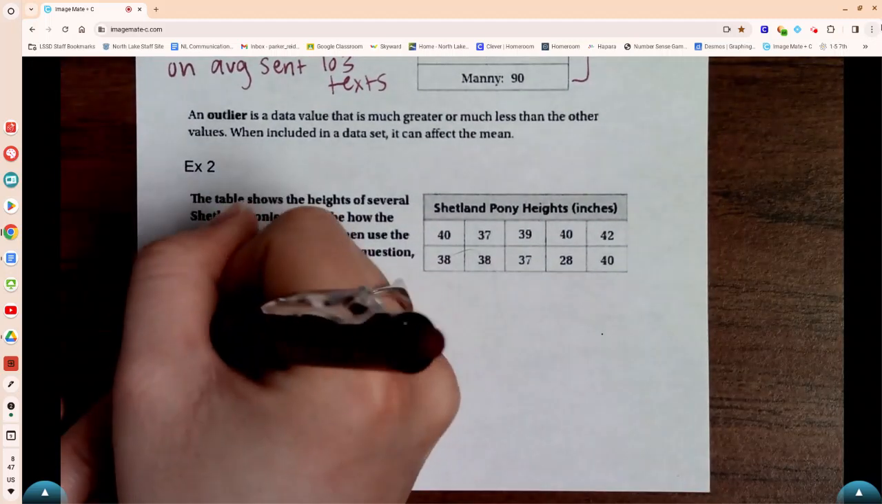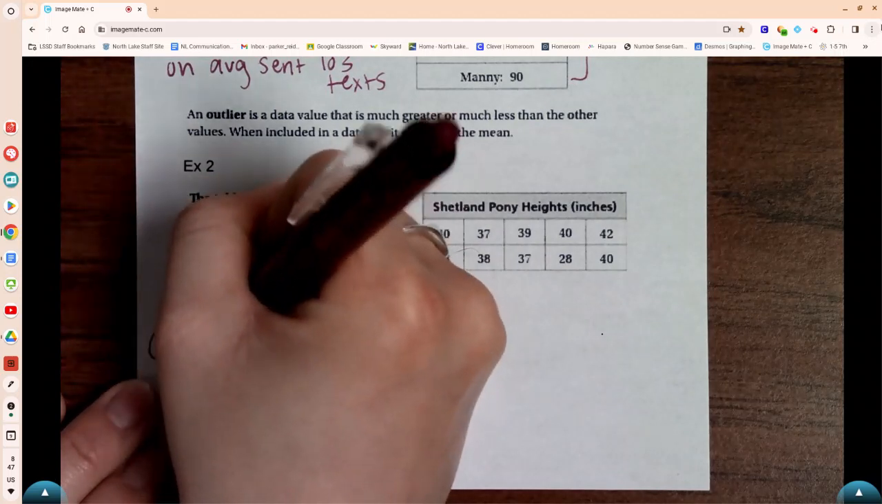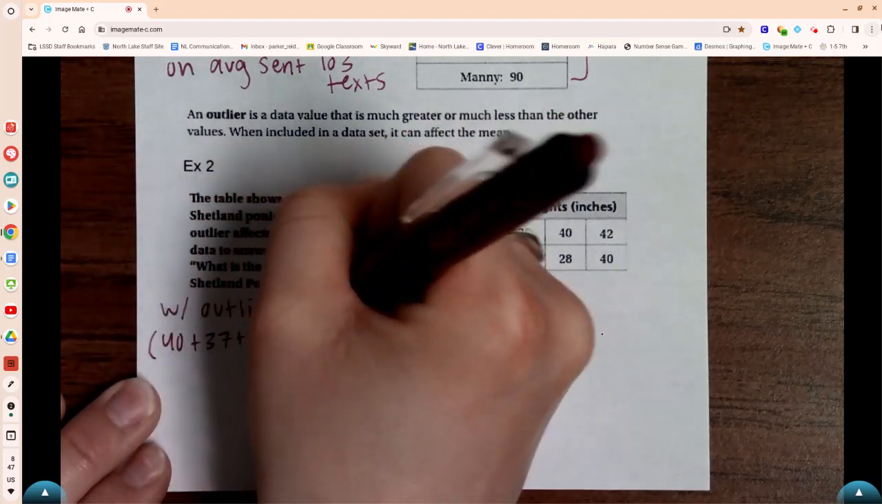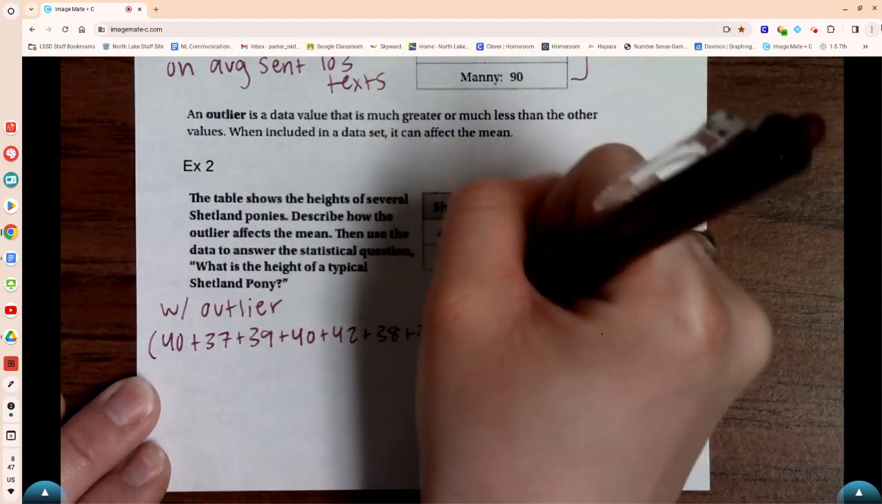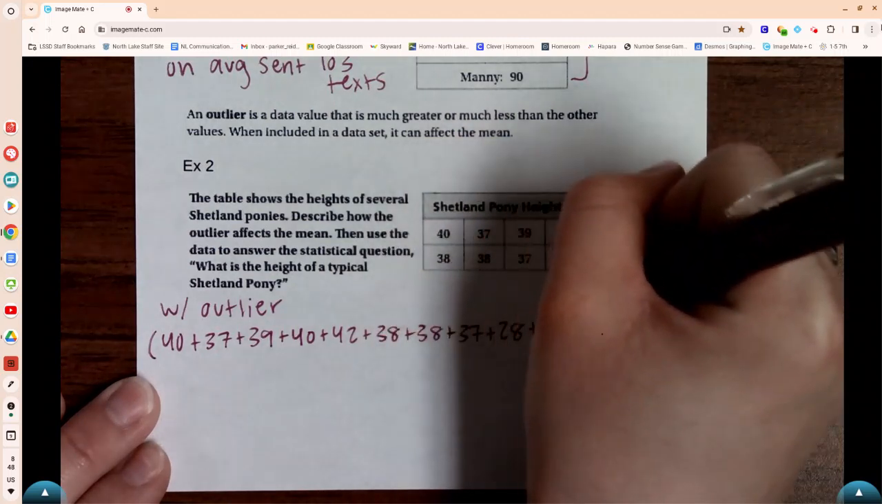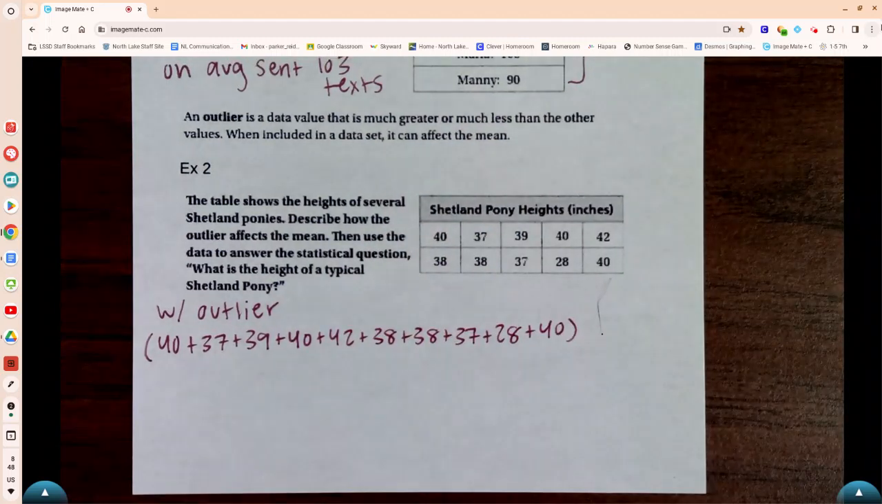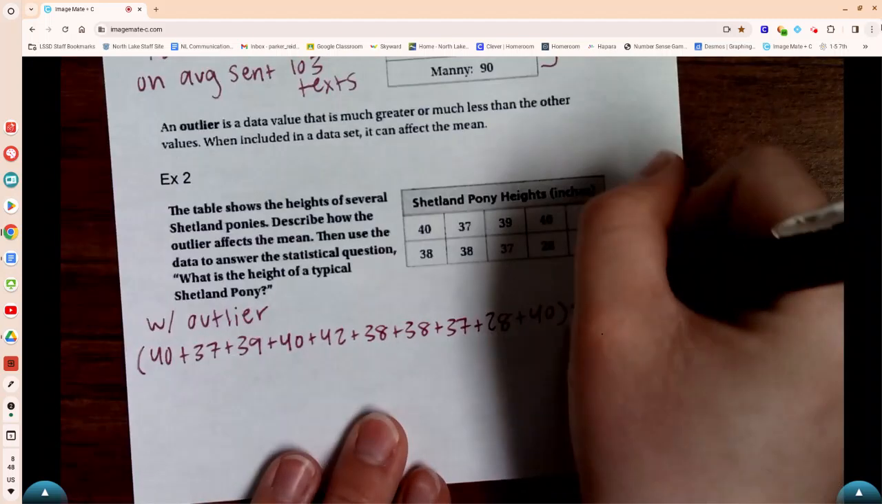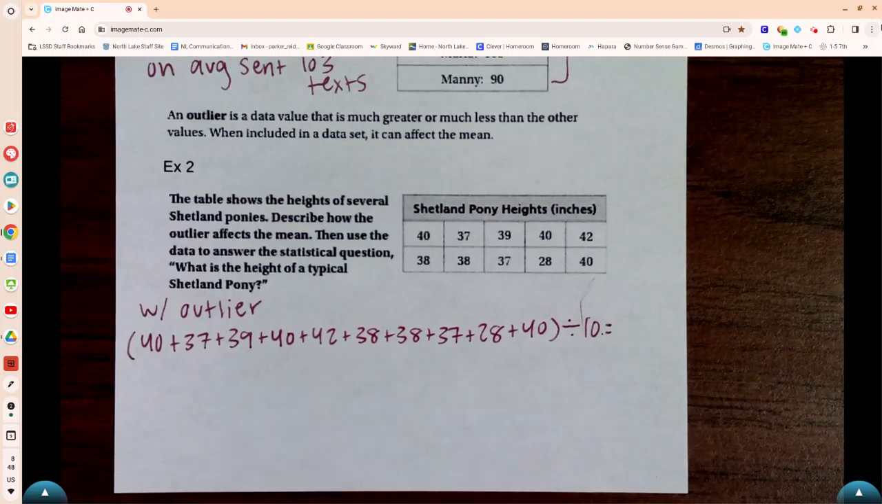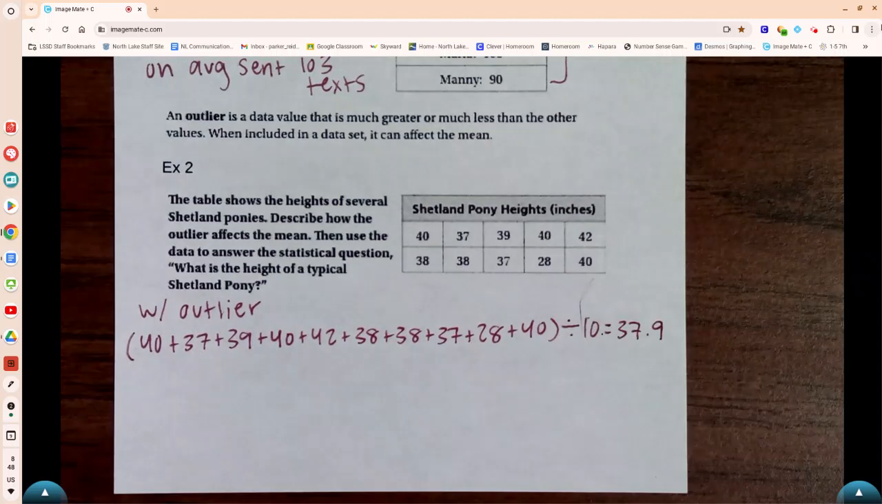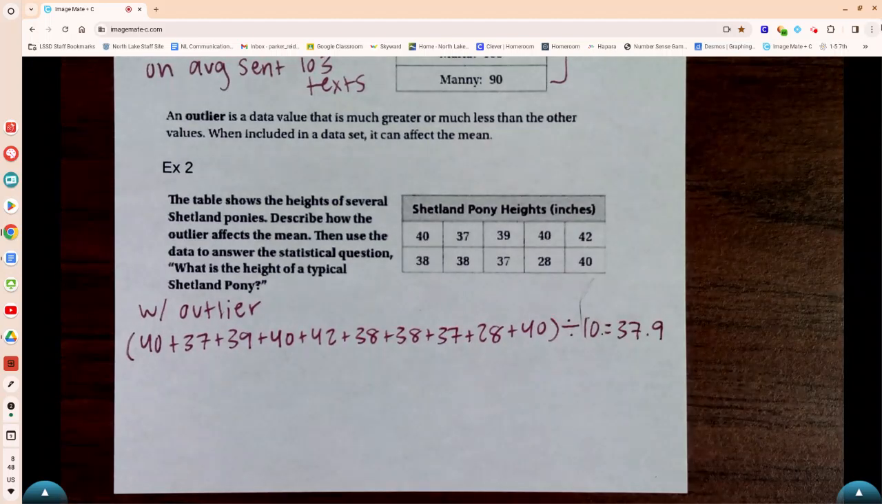So I'm going to add all of them together. 40 plus 37 plus 39 plus 40 plus 42 plus 38 plus 38 plus 37 plus 28 plus 40. And I'm going to divide it by 10 because there are 10 values. Remember, in your calculator, you either need to put the parentheses like I just wrote down, or you just need to add them all, press equals, and then press divided by 10. That gives me 37.9. So this is the average. This is saying the average height of a Shetland pony is about 37.9 inches, and this is including the outlier.